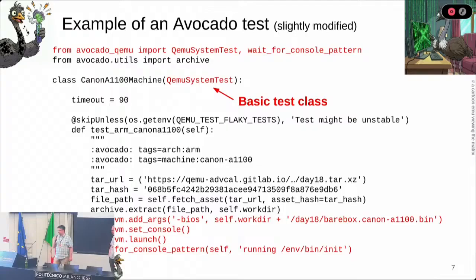So by adapting that test class to become independent from Avocado, we could tackle already a lot of problems. That test class is doing just the basic stuff like managing the VMs, as you can see at the end of the test, like adding parameters to QEMU, launching the VM, and handling console input and output of the guest.